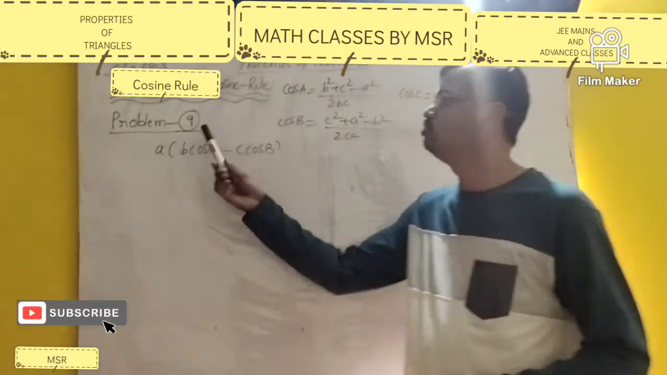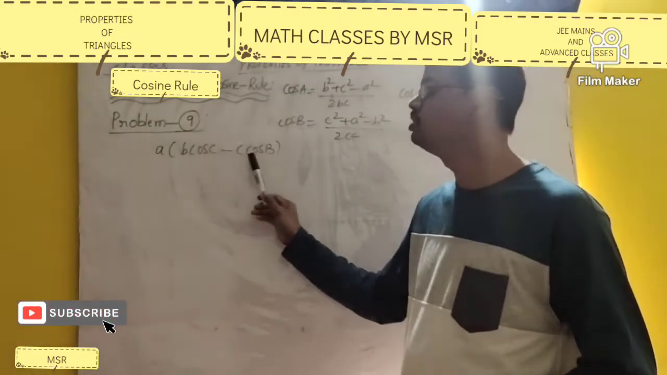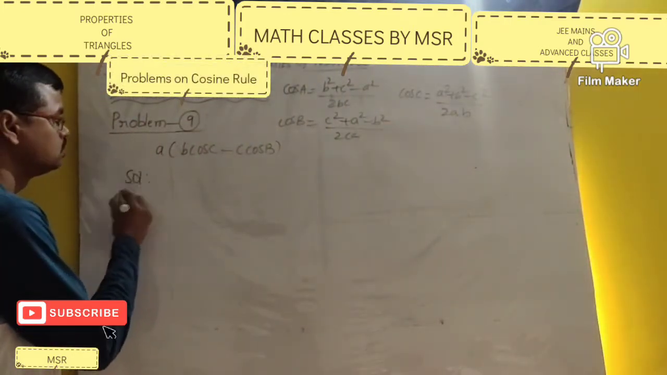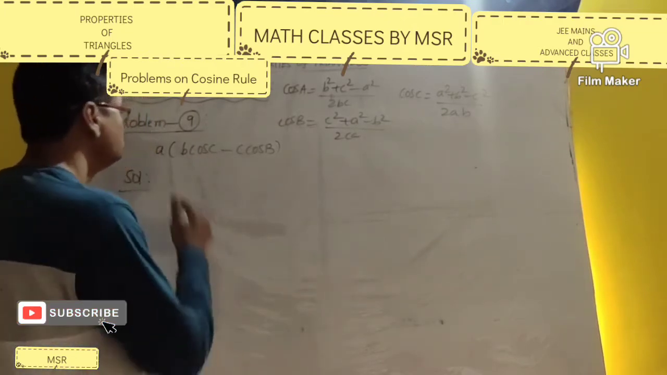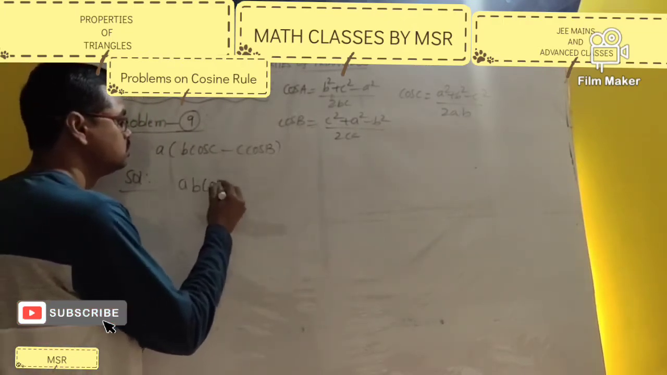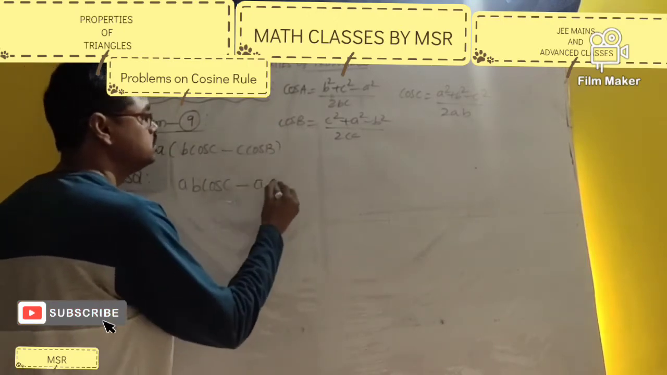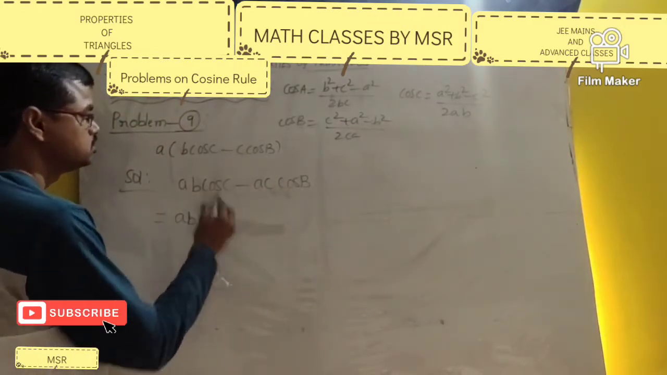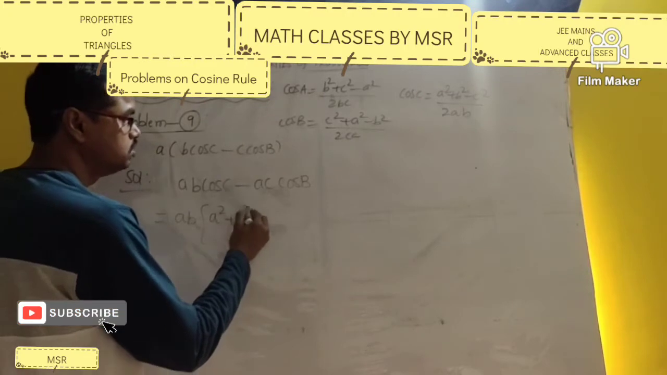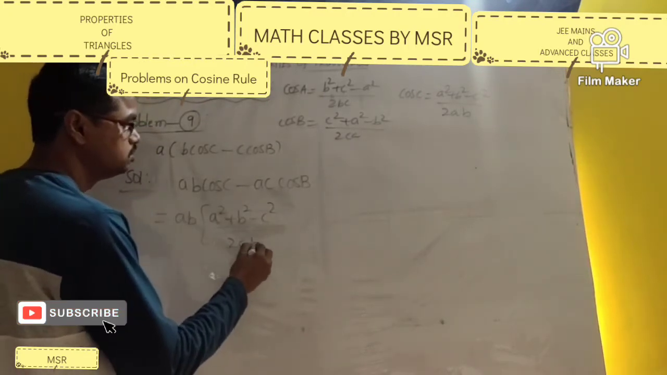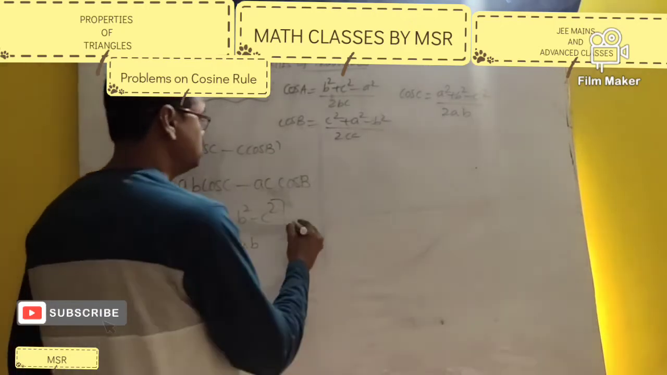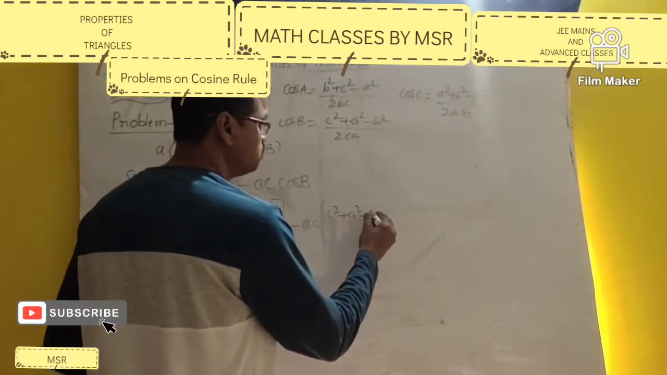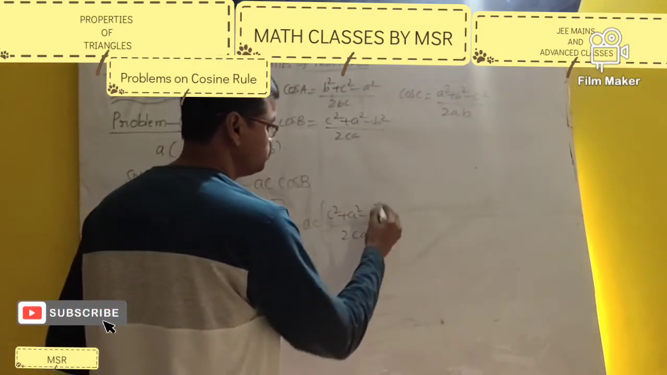Now listen to the next problem based on the cosine rule: a times of b cos c minus c cos b. So how to do this? a times of b cos c minus c cos b, that is ab cos c minus a into c cos b, that is ac cos b. That is ab into what is cos c? A square plus b square minus c square by 2ab, minus ac times of what is cos b? C square plus a square minus b square by 2ac.